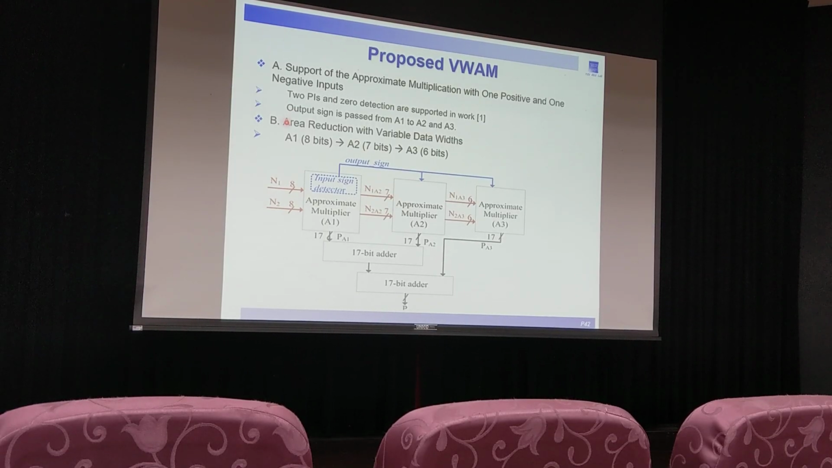We also try to reduce the error by using a variable bit width for different approximate multipliers. In the first approximate multiplier, A1, we use 8 bits for the multiplier. In the second one, we use 7 bits. In the third, we use 6 bits. We reduce the data bits, and we also found that the error did not increase very seriously. It's about 1% error. So the results, we will add them together.